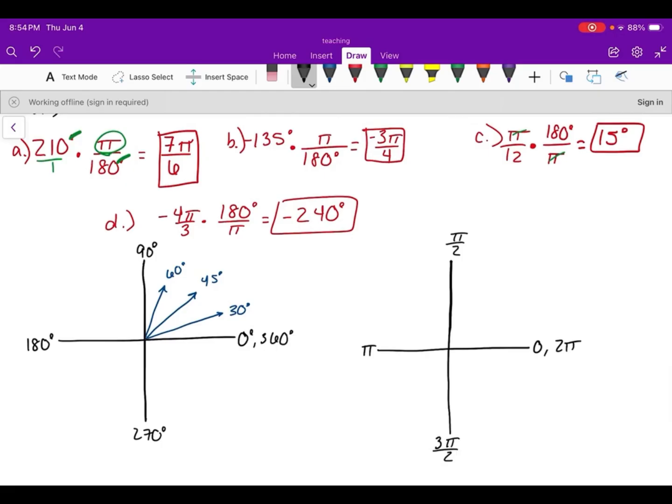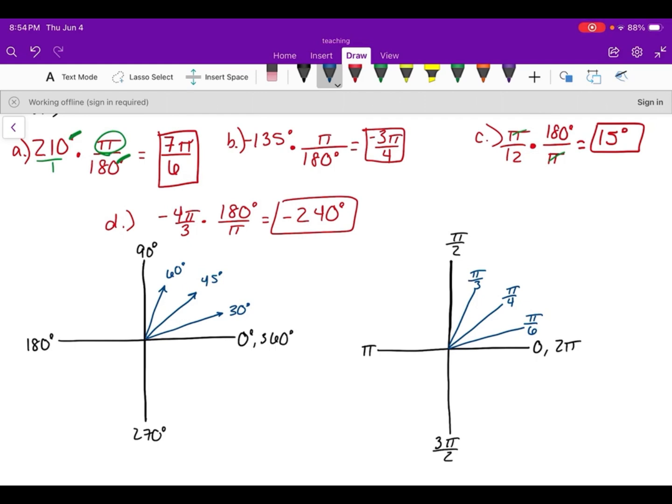Now your 30, 45, and 60, you're welcome to convert those the long way. But again, we're going to use them a lot, so I'll just go ahead and write them for you. So 30 degrees is pi over 6. 45 degrees is pi over 4. And 60 degrees is pi over 3. It's very important to remember that these are just different ways to talk about the measure of an angle.